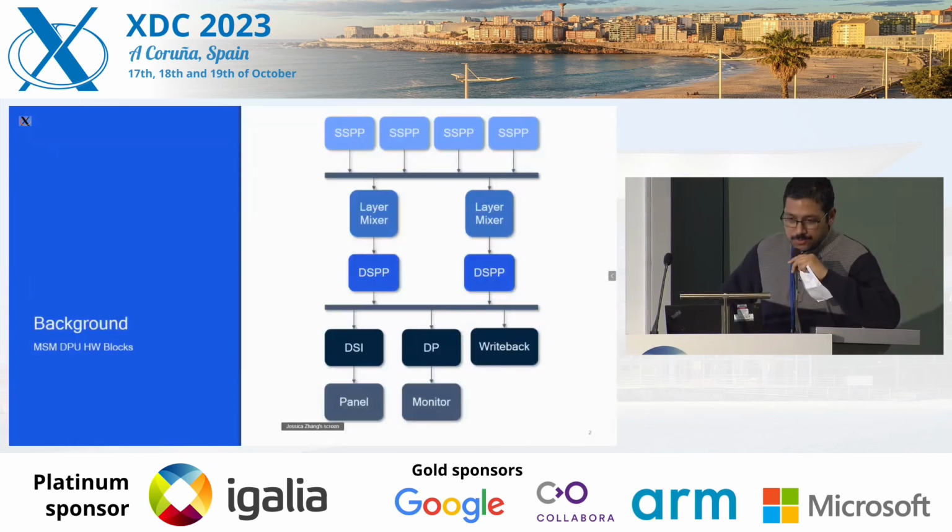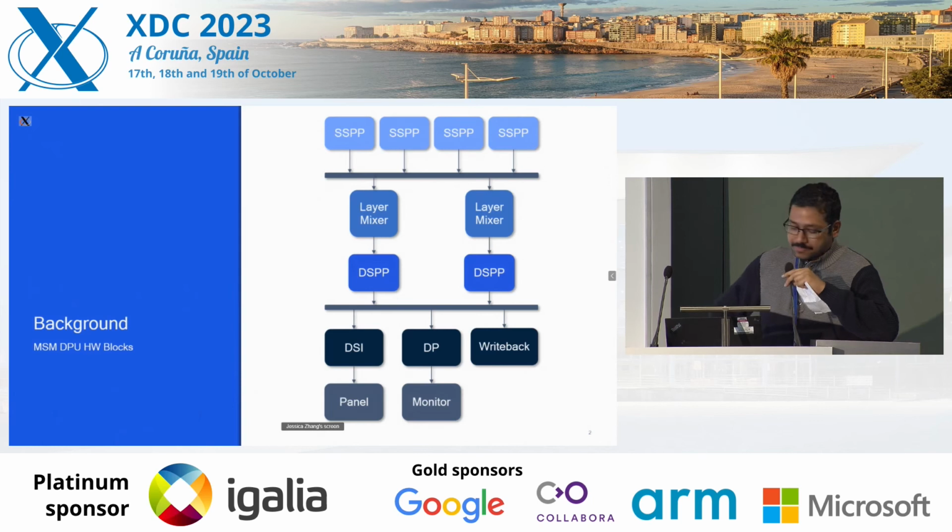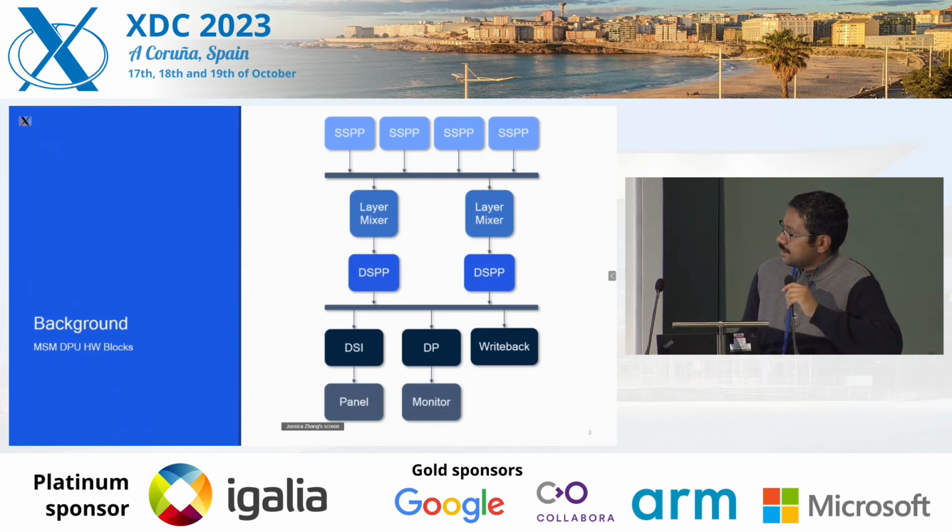Just to give an overview of the Qualcomm display pipeline, any typical chipset would have a combination of a few SSPPs which would be blended into a single frame by the layer mixer, which would go to the DSPP. We have skipped a few blocks for the purpose of this discussion, but then that would go to one of the interfaces, which could either be a DSI, display port or the write back. Obviously, SSPP is the source surface processor pipes, and DSPP is the destination surface processor pipes.